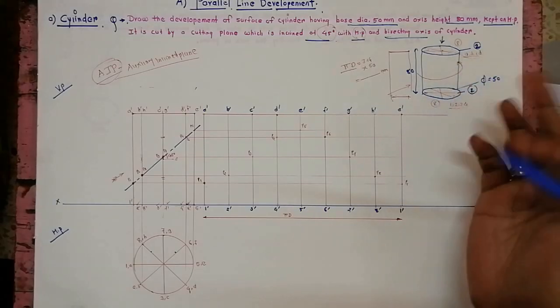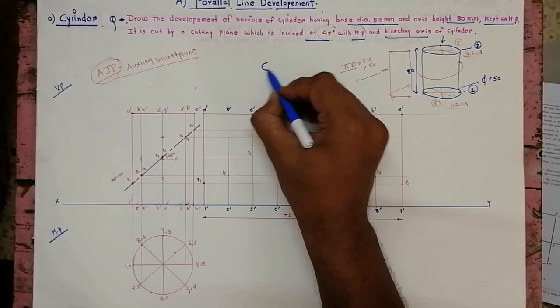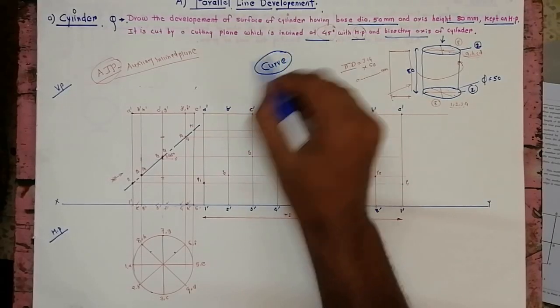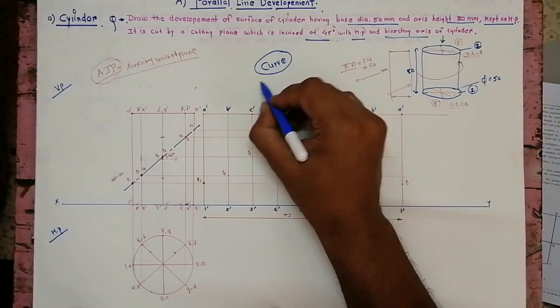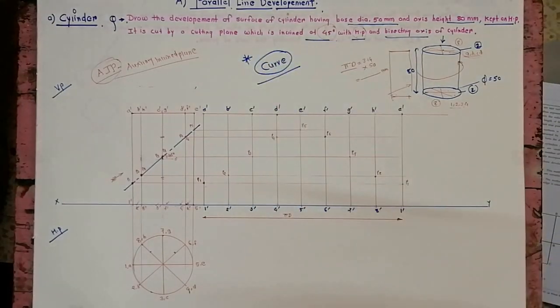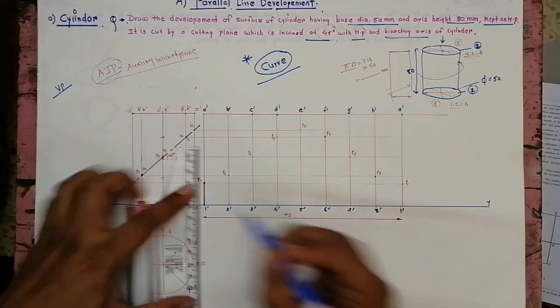Now since this is a cylinder, when we cut the cylinder, the development comes in the form of a curve. So this you have to remember. Whenever you cut the cylinder, the development comes in the form of a curve. So now join these points.